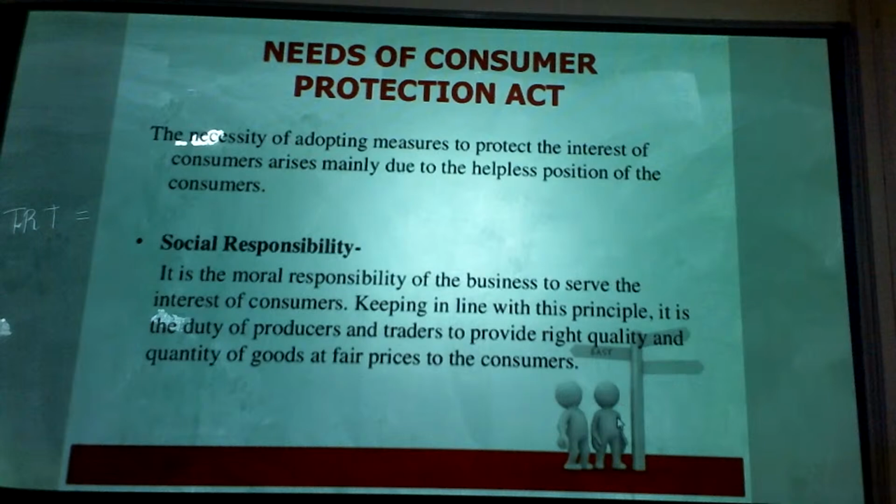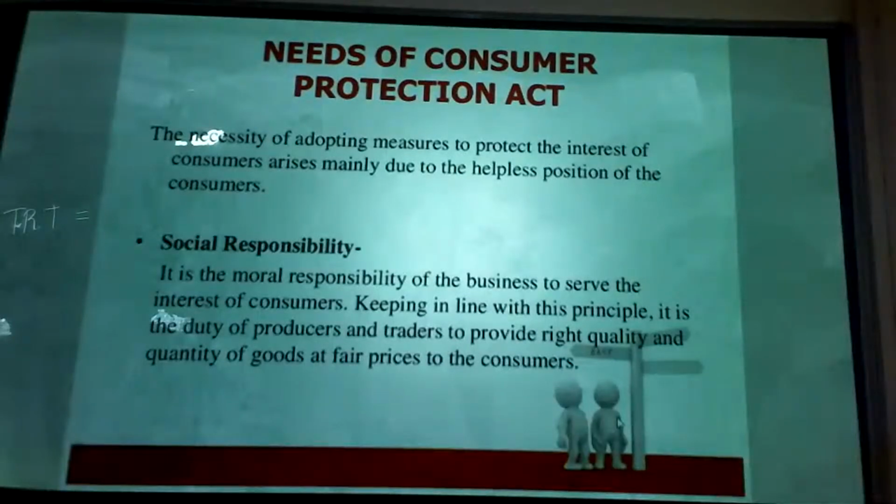Next is the need for the Consumer Protection Act. It is necessarily adopting measures to protect the interest of the consumer, arising mainly from the helpless position of the consumer. Ultimately, what is the major need? Protecting the customer's point of view. Only for that do we have to implement the consumer law. Let us go one by one. What are the major needs of consumer protection?